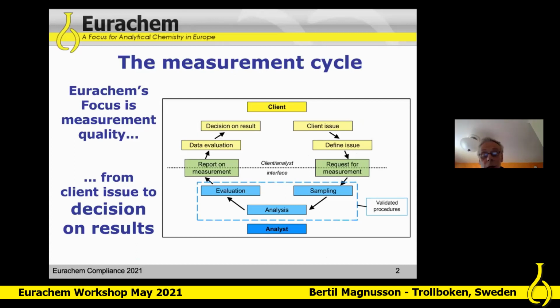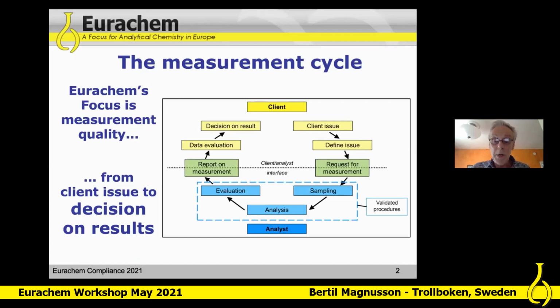So in this workshop, we have looked at several of the quality issues in analytical chemistry. And the last point, if a client has an issue, can be decision on results. We can, for example, think of a producer that produces jewelry that will be in contact with the skin, like this one. They want to know if this is leaching nickel. So that is the client issue.